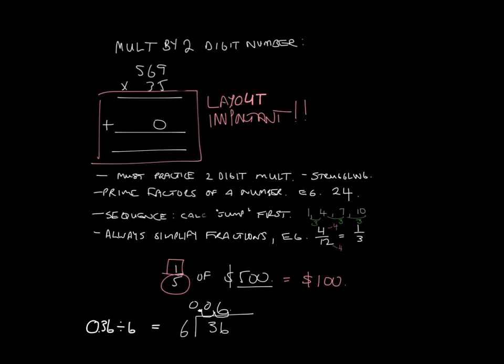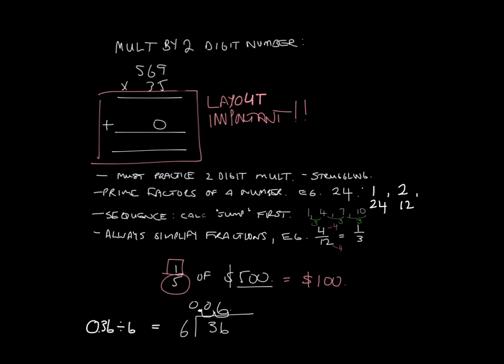Prime factors of a number, like the number 24. Do you remember how we did that? Let's have a look at that quickly. So we wrote down the first one is always 1, and 24 would be its partner. Then we looked at the next number, 2. Does 2 go into 24? Yes, it does. 2 and 12.